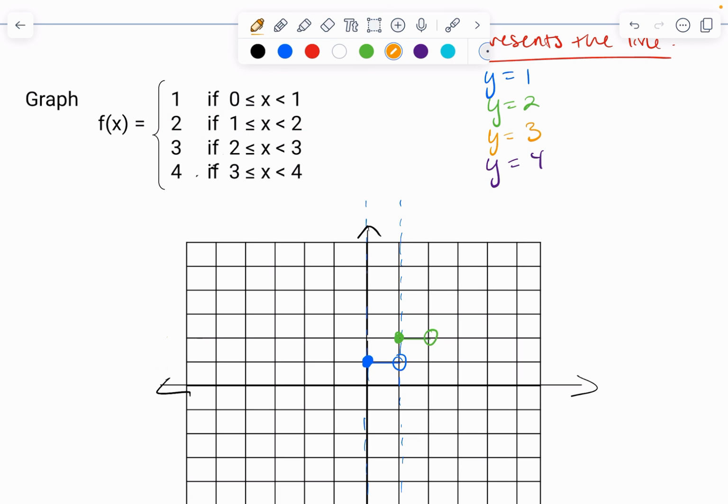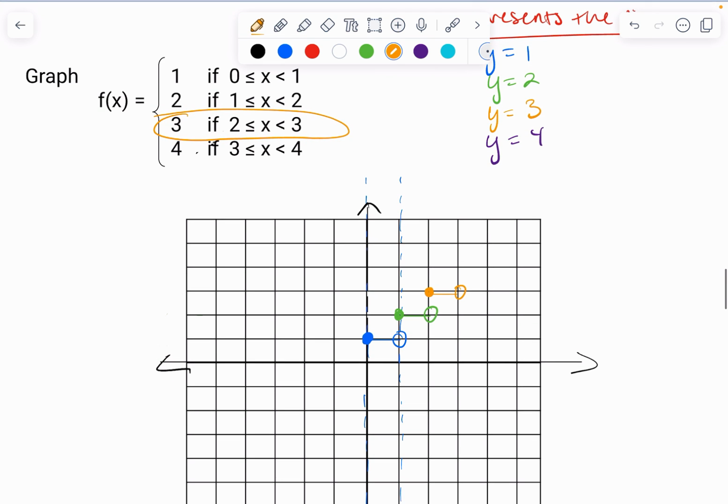Same thing for our next piece. If we have y equals 3, I'm going to have a horizontal line right here at y equals 3. I am only interested in graphing that line for values of x that are between 2 and 3, so I'm going to go back and erase everything all the way up to where x is equal to 2. And I'm going to erase everything past x equals 3. Closed circle on 2 because that's included. Open circle on 3 because it's not.